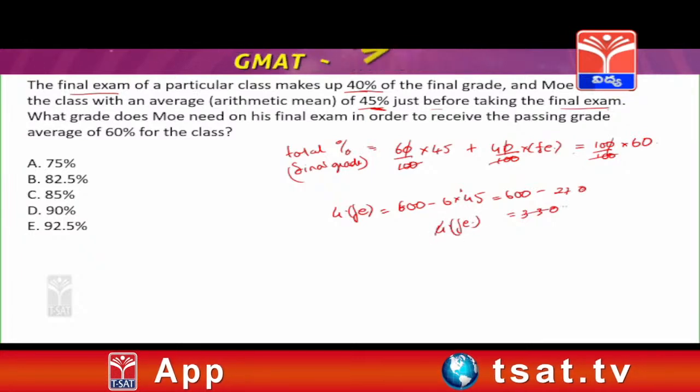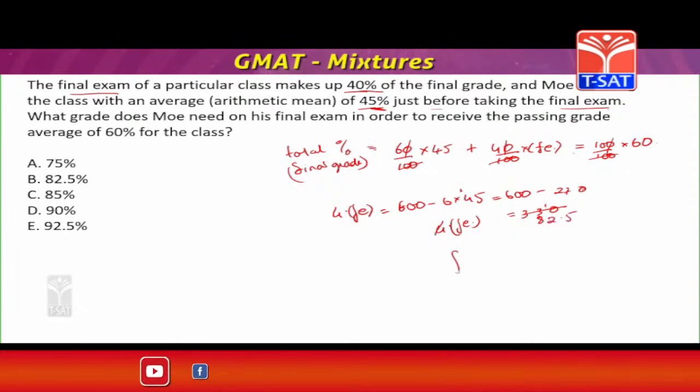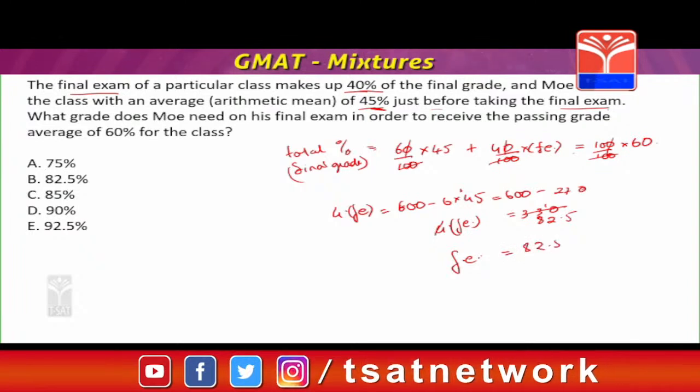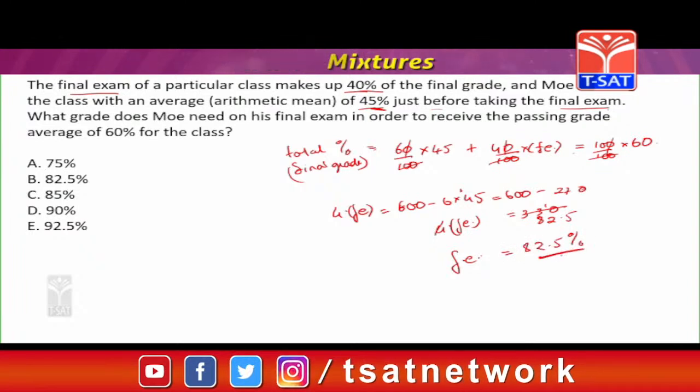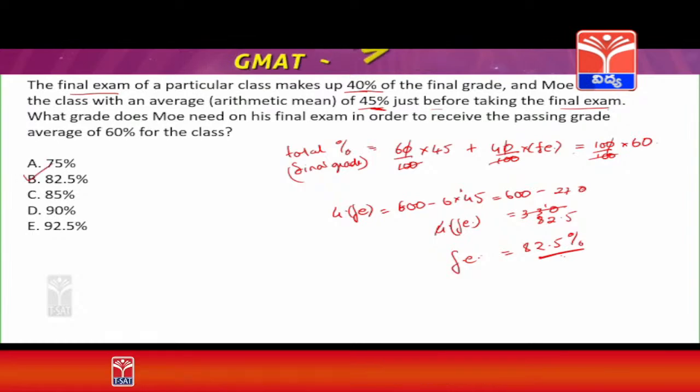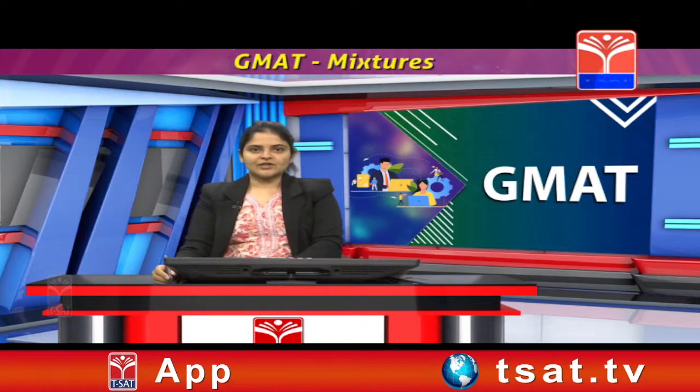Cancelling it out, you will have 4 8s are 32, 4 2s are 8, 10.5. Final exam percentage should be equal to 82.5%. That is, answer is option B. Let us move to the next question now.